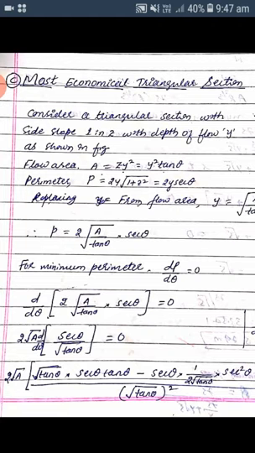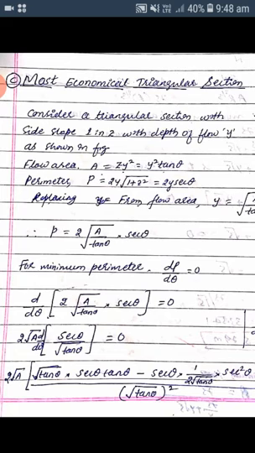In this lecture, I'll be deriving the most economical triangular section equation. In previous lectures, we discussed the most economical trapezoidal channel section, as well as solved a few problems on that. So in this lecture, what are the conditions for getting a most efficient triangular channel section? That we'll be discussing in this lecture.